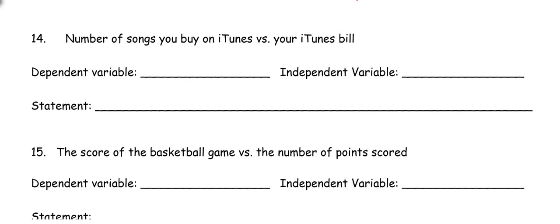So number 14, the number of songs you buy in iTunes and your iTunes bill. So remember to look for those clues that we talked about before. Do we see anything that involves time or money or distance? Well, in this case, we see our iTunes bill. So any iTunes bill is going to deal with money, so that has to be a dependent variable because it's going to change based on how many songs you buy. So our dependent variable is the iTunes bill. And our independent variable is the number of songs you buy.